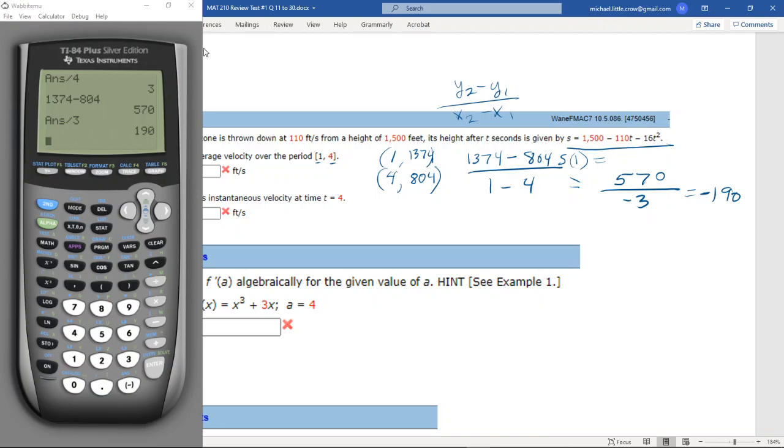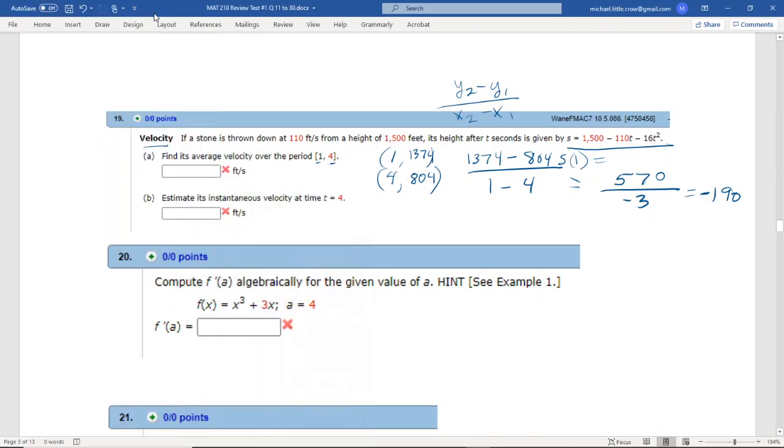So the average rate of change is negative 190 feet per second over this time interval. Average velocity, so velocity would be minus 190. We do put the negative, that gives direction. Now estimate the instantaneous velocity at time t equals 4.